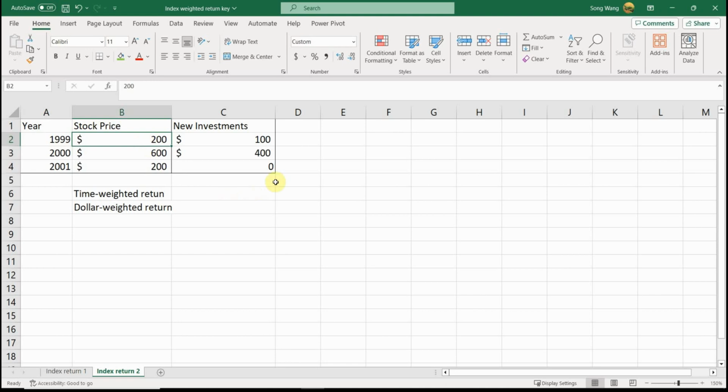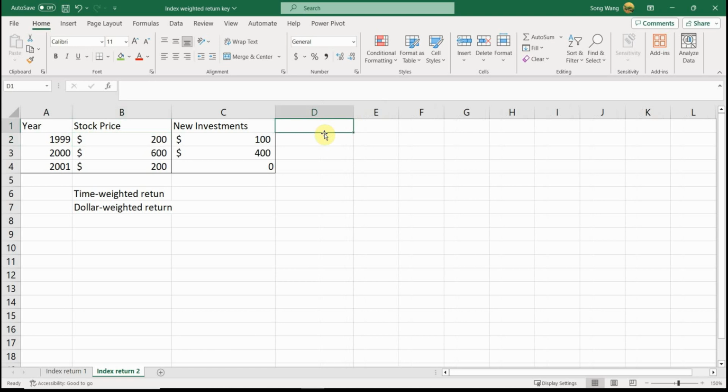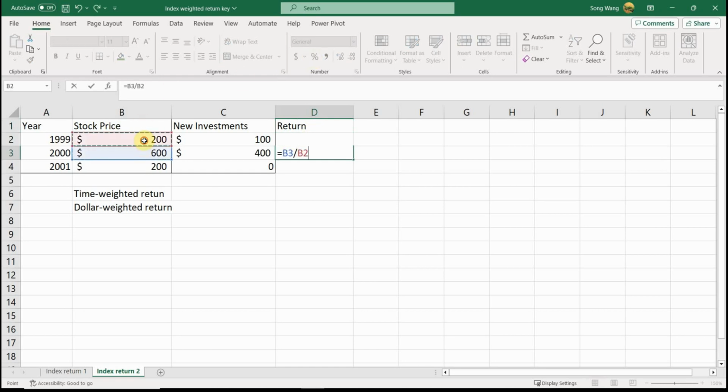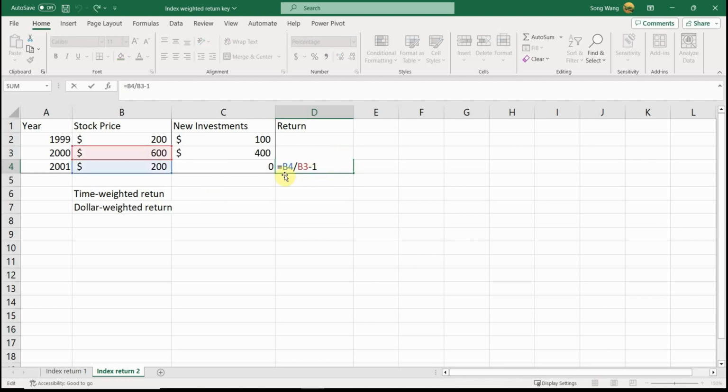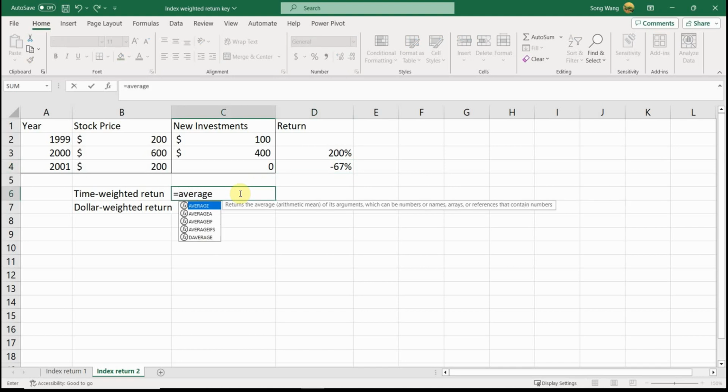All right, so if you want to calculate the time-weighted return, it's just the expected return. So you have the return here. Okay, so you start with the next return: the new minus the old, divided by the old, minus 1. Okay, so from 200 to 600 it increased by 200%, and then from 600 to 200 it decreased by 67%. Okay, the time-weighted return is just the average of the two.